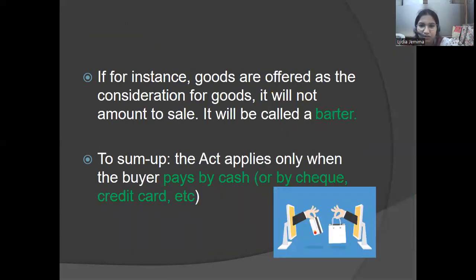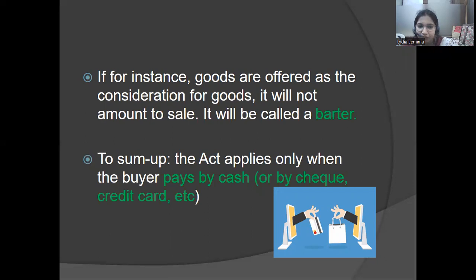For instance, if goods are offered as consideration for goods, it will not amount to a sale. It will be called a barter system. In ancient times, there was a barter system, right? I give you a cow, in turn you give me 3 bags of grains. That was what was followed before. So that is not termed a sale, as the money doesn't come here. There should be a consideration for the goods.